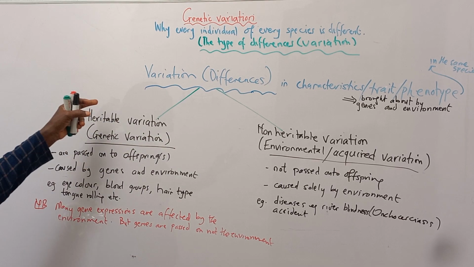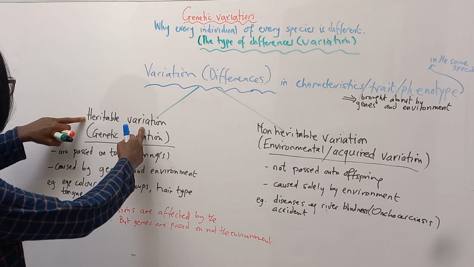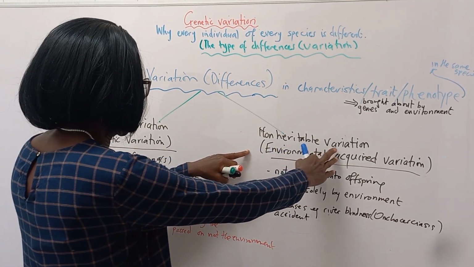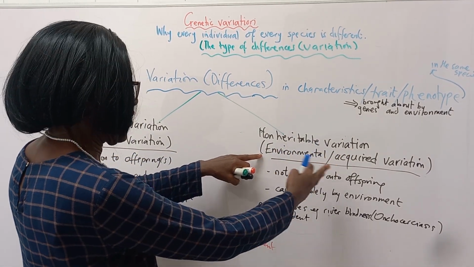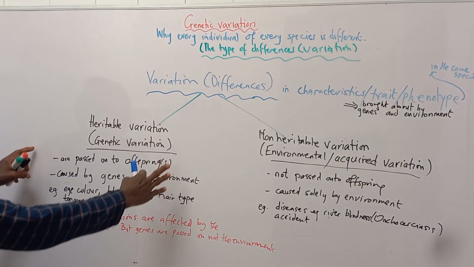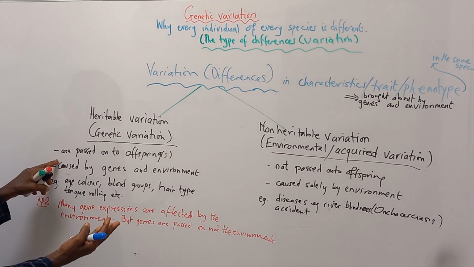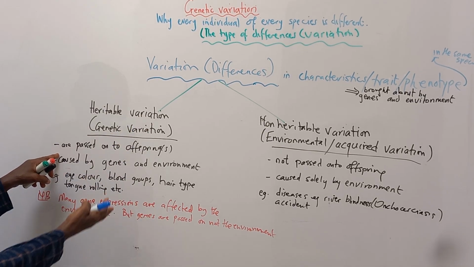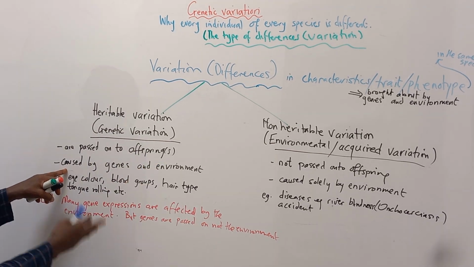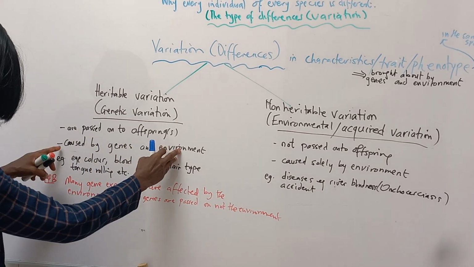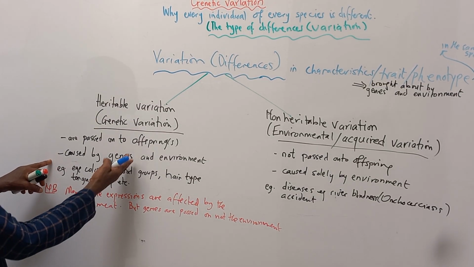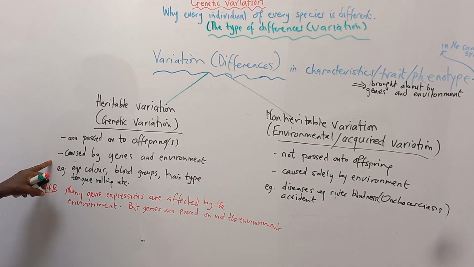Now, these differences, which we call variation, there are two major types. We have heritable variation, which is also known as genetic variation, and we have non-heritable variation, which is also known as environmental or acquired variation. Now, the heritable variation is a variation that can be passed on from parents to offspring. You have genes and the environment bringing out a character, and yet it's the genes that are passed on. The environment will not be passed on.